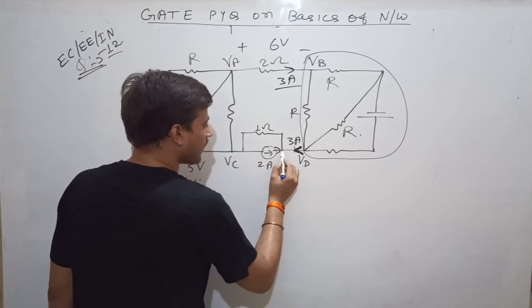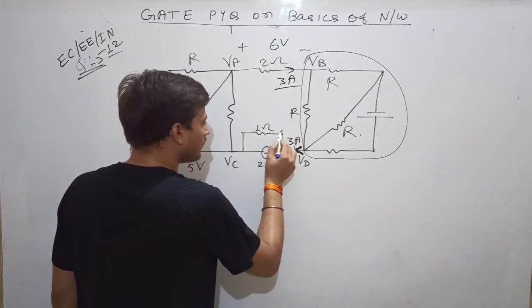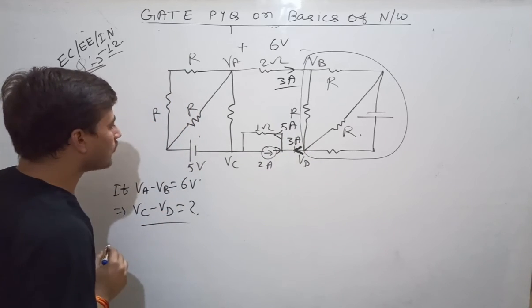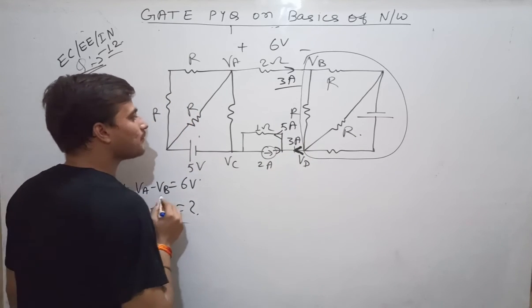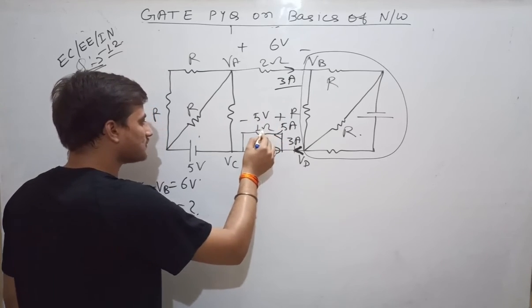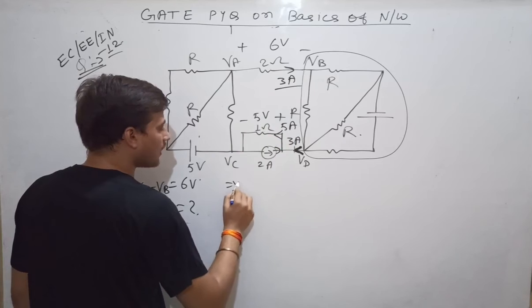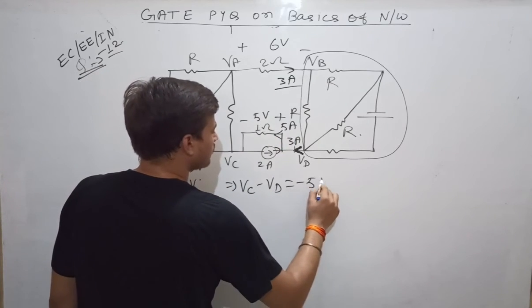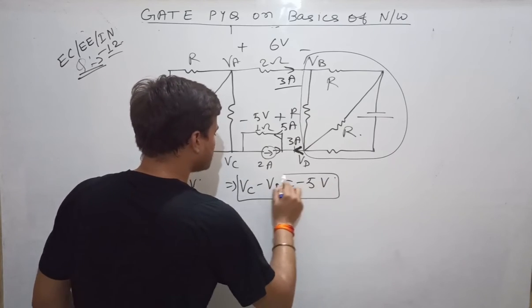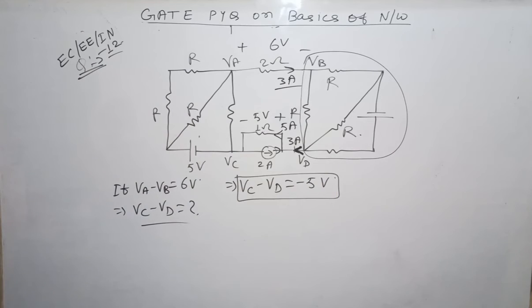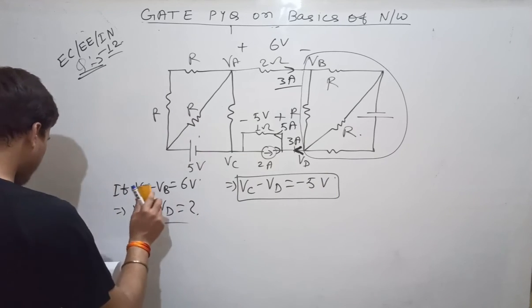So at this node what will happen? Current will become equal to 5 ampere. At this node current will become equal to 5 ampere. 5 ampere current means there will be the voltage drop of plus minus 5 volt. That means 5 into 1. So we can write VC minus VD is equal to minus 5 volt. Answer will be VC minus VD equal to minus 5 volt.